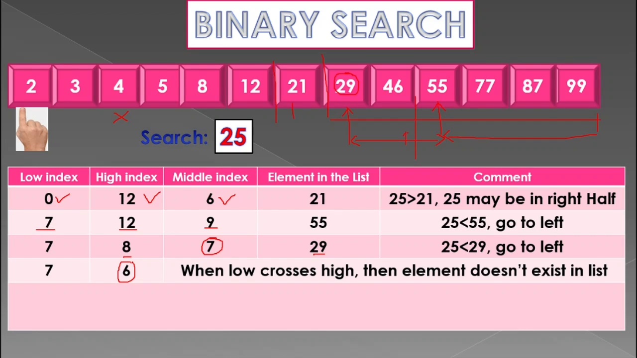And one conclusion I can make now is, whenever the low value becomes greater than the high value, I can simply say that the element I am looking for is not available in the array or list. And this is about the binary search technique, which finds the element in a quicker fashion, and the only thing required is that the elements need to be sorted.